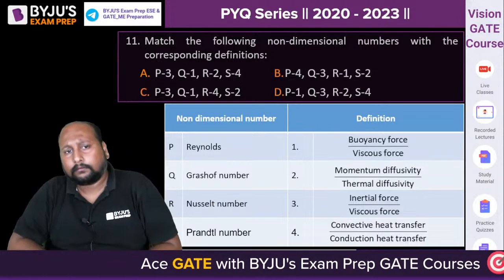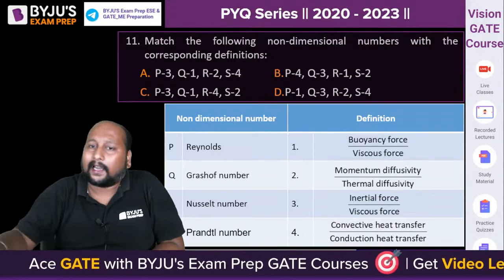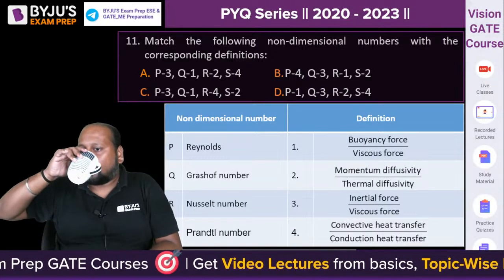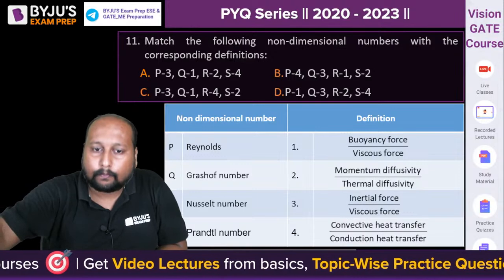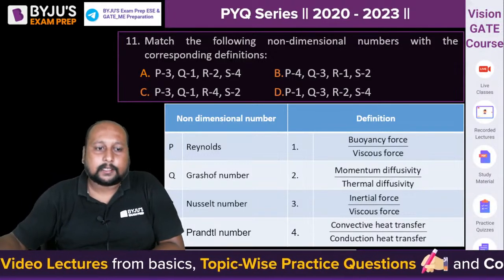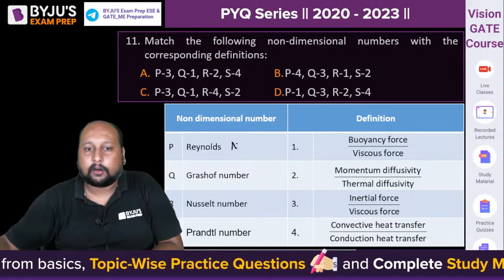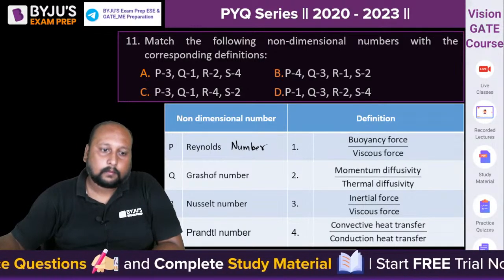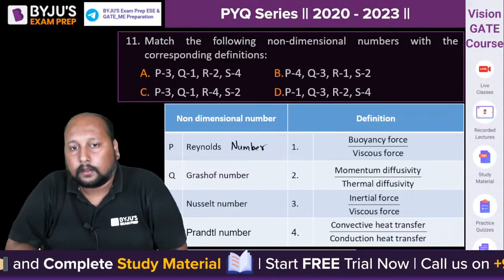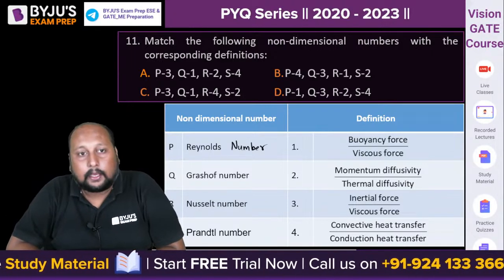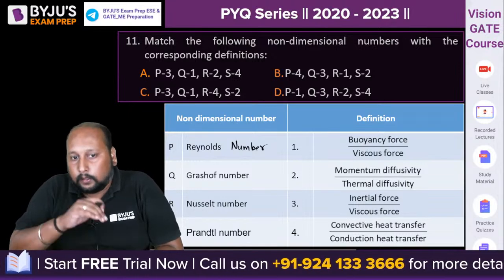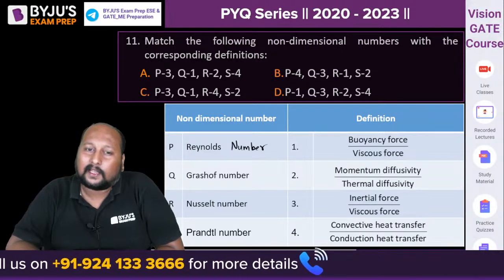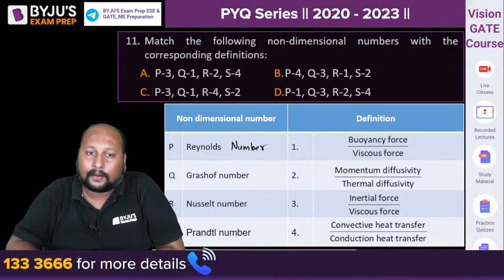Easy one. Match the following non-dimensional numbers with the corresponding definitions. This is the Reynolds number that we are talking about. Option A, option B, option C, or option D? Hey brother, very easy question. I don't want any one of you to commit this wrong.